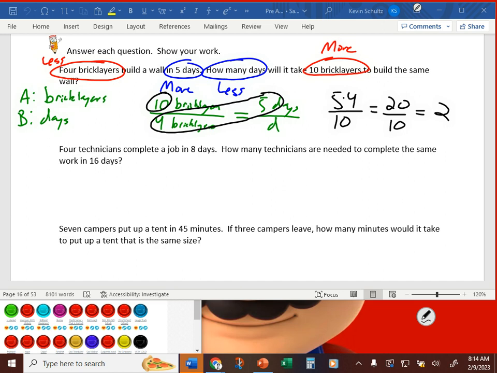You didn't have to set up your proportion exactly the way that Nolan and Peyton did, but if you did it correctly, you're multiplying 5 and 4. You might have the 4 here and the 5 there. That's okay. The math is the same after that.